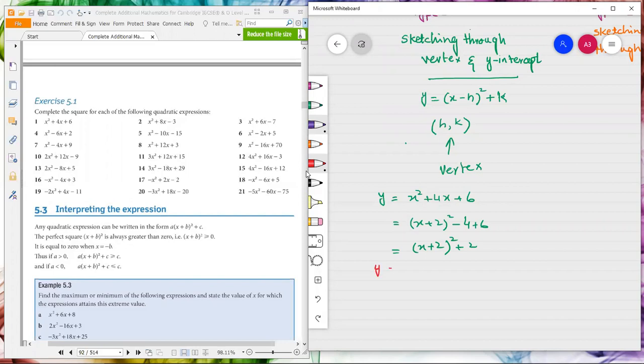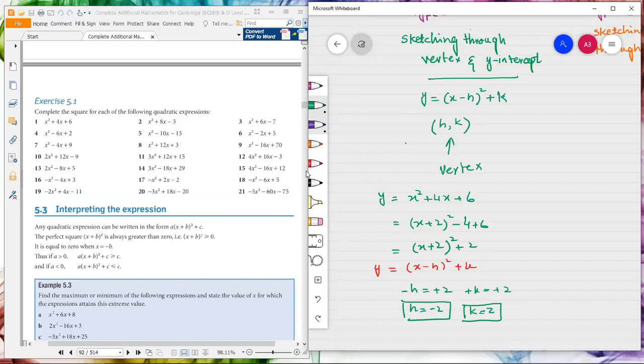Compare it with the standard form of the complete square quadratic function, y is equal to x minus h whole square plus k. Now you can find the values of h and k. Minus h is equal to plus 2, so h would be minus 2, while plus k is equal to plus 2, so k will be 2. So this is the vertex of the quadratic equation.